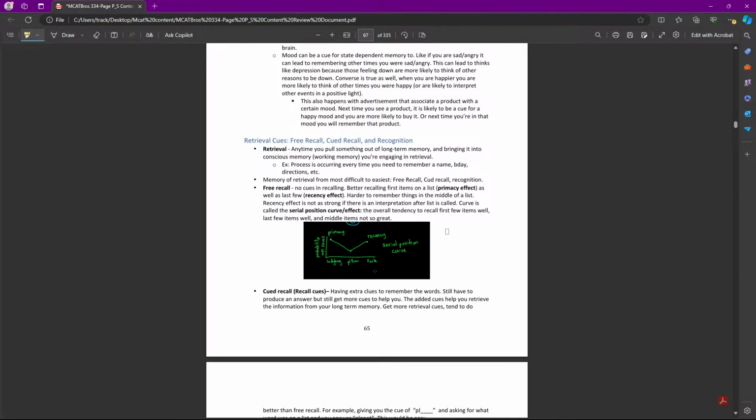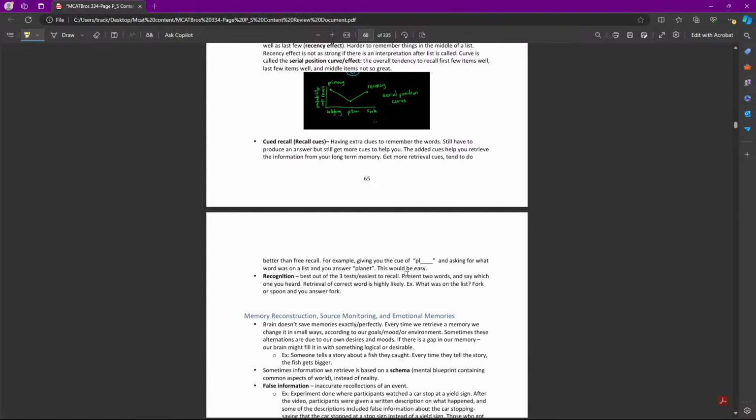Cued recall, or recall with cues, means having extra clues to remember the word. You still have to produce an answer, but you get more cues to help you. The added cue helps you retrieve the information from your long-term memory. Getting more retrieval cues tends to be better than free recall. For example, giving you the cue of "PL" for the word planet. This would be easier.